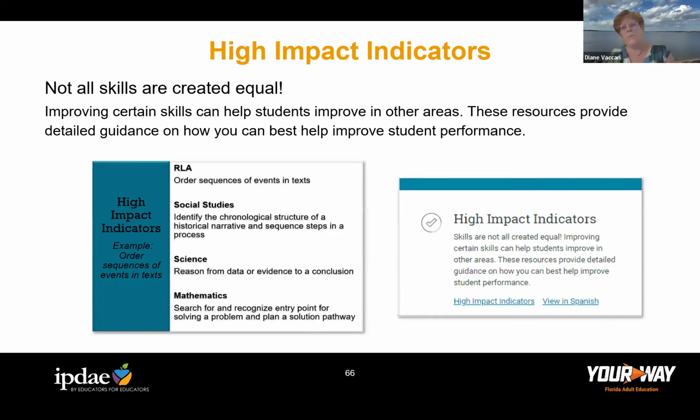We also have high impact indicators lists, which look at skills that are found in multiple subjects. So you get a little bit better bang for your buck. They're important to look at because we know that there are skills that overlap subjects. So if you can teach those skills every time you look at any subject, you can really help your students.